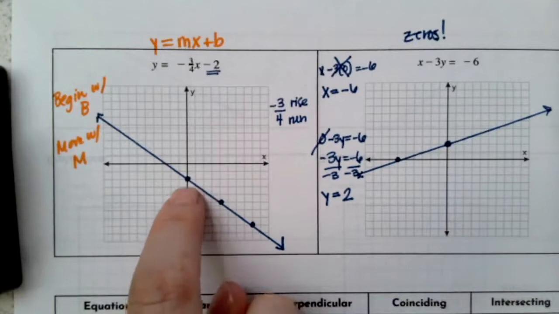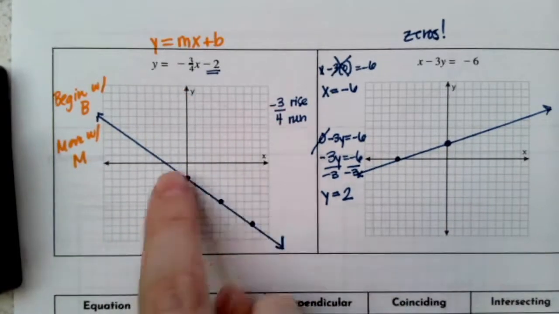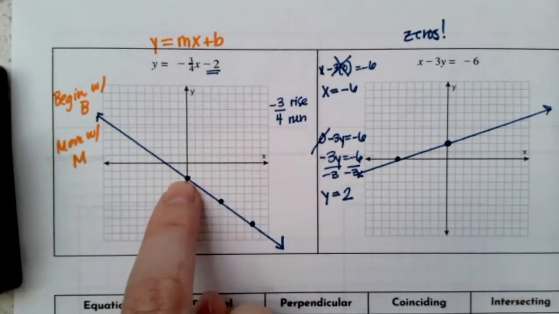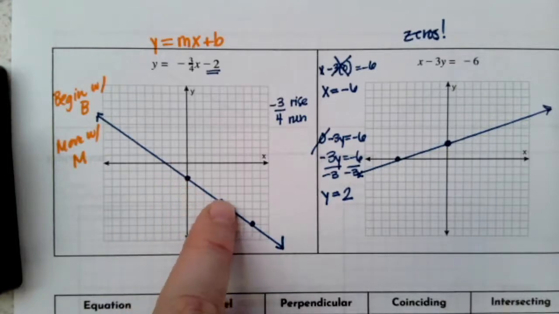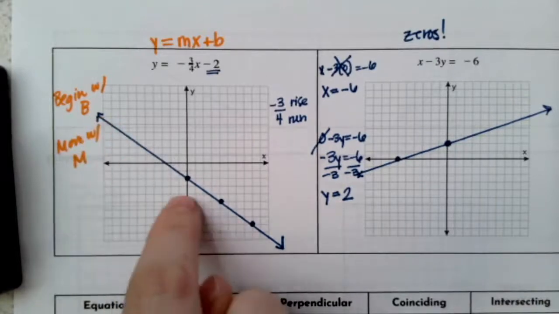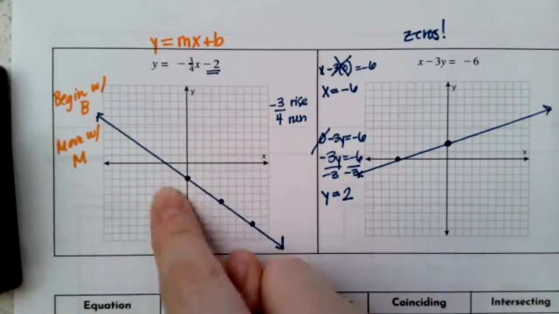And so we begin with b, then we move with m, and we go down 3 and over to the right 4. So kind of on your computer screen, you can trace down 3 and over 4 and see if it matches. This one does, and so this would be our answer. This is the choice you'd want to choose.